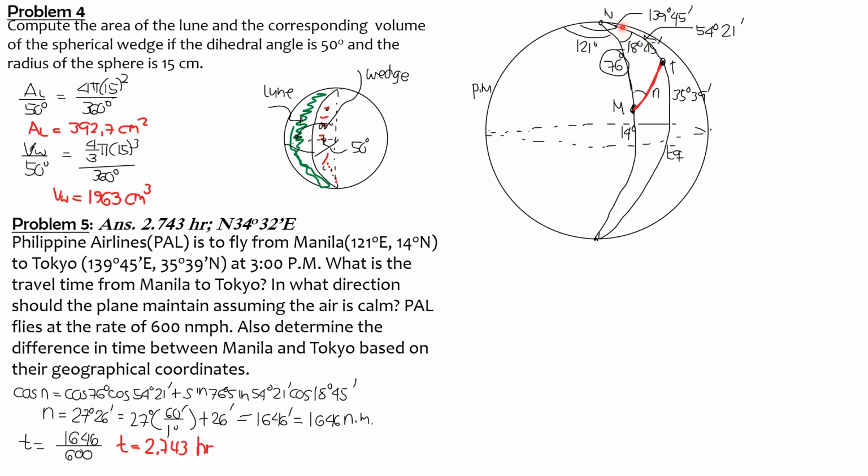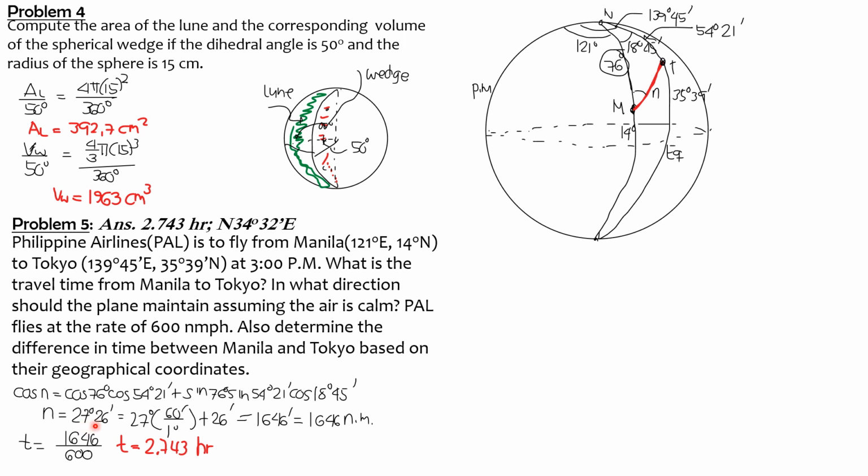So we have here a triangle, and the side opposite the North Pole is denoted by small n. Let's solve for small n, this red colored side of the spherical triangle. We apply law of cosines for the side. So cosine of n equals cosine of 76 degrees, cosine of 54 degrees 21, plus sine of 76, sine of 54 degrees 21, times cosine of 18 degrees 45 minutes. So using your calculator, n is 27 degrees 26 minutes.